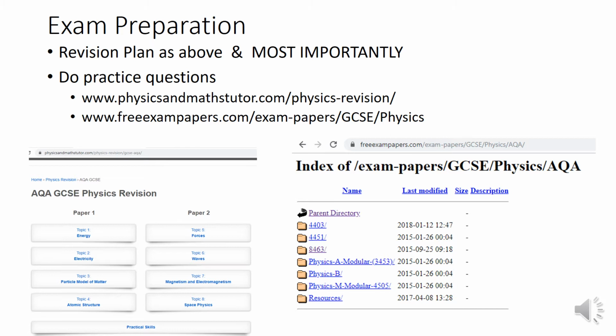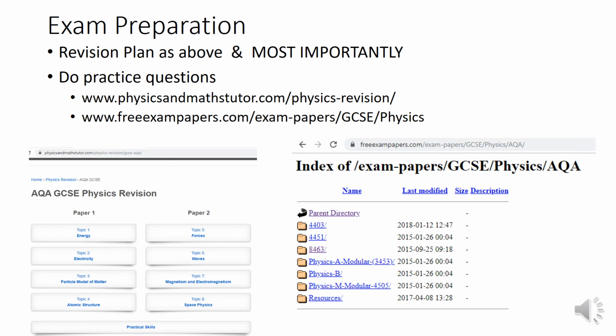So on the left is Physics and Maths Tutor. This splits your topics by paper and also allows you to download resources and practice questions to go through along with mark schemes. And secondly, we have Free Exam Papers, which has both the exam paper and mark scheme for the old specification and the new specification over multiple exam boards.